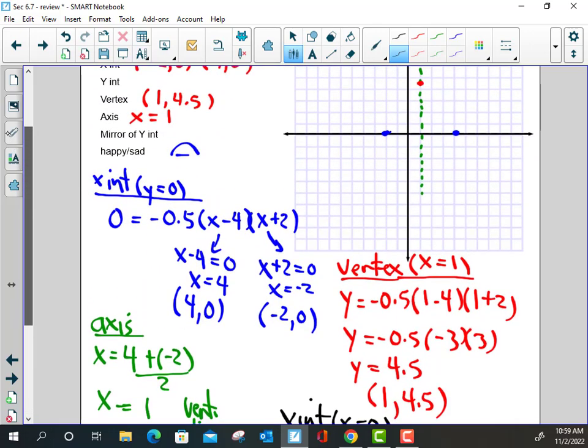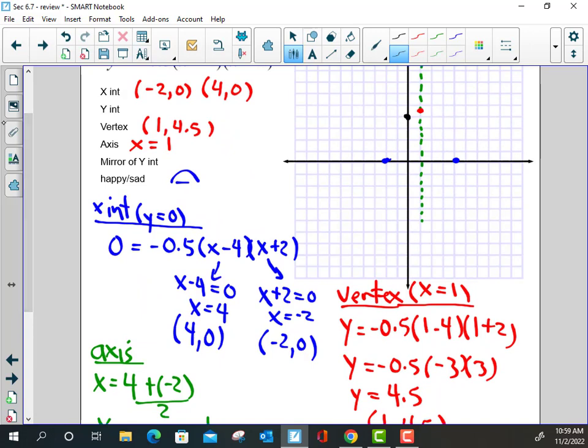So if I pop up here and I put a dot at 0, 4, that again supports what I'm looking for here for a sad curve. And then the last one, and this one is sometimes done, sometimes not done. I like it because it helps make my diagram better. It's the mirror of the y-intercept. And all that means is you're going to be at the exact same height as the y-intercept. You're just going to be on the other side of the axis of symmetry.